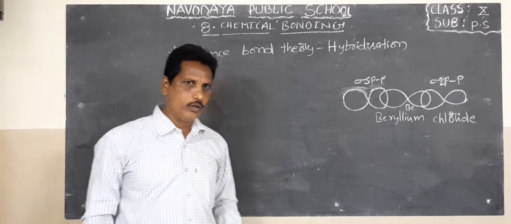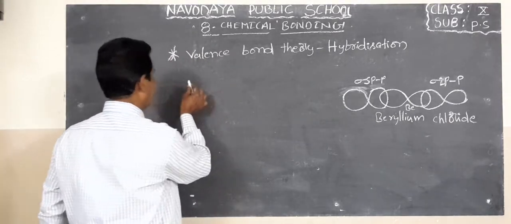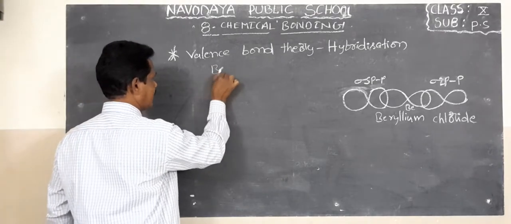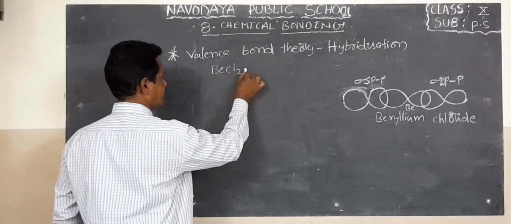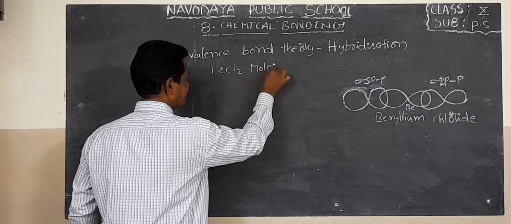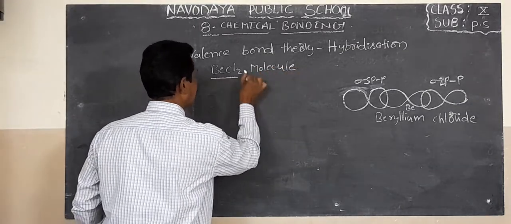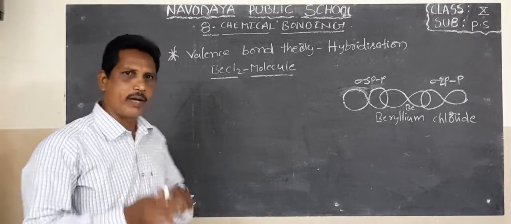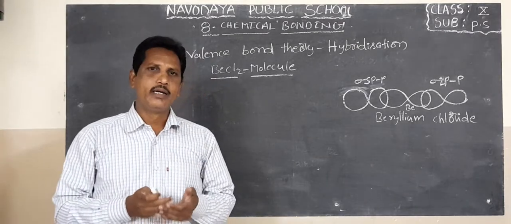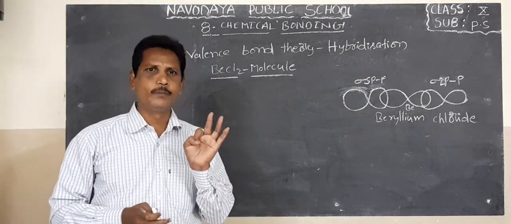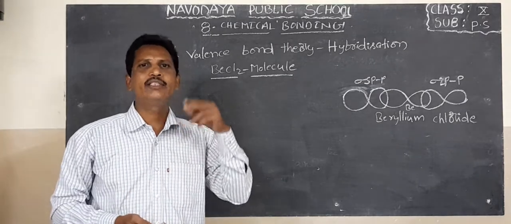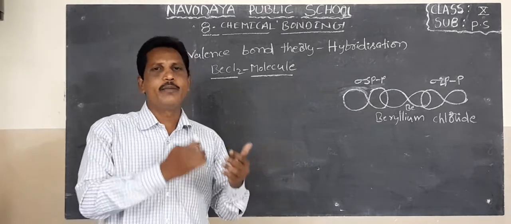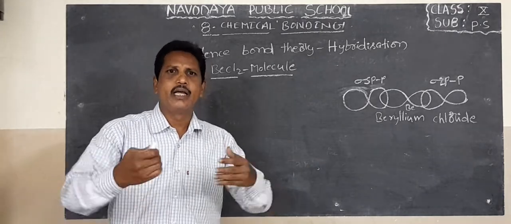For example, the formation of the BeCl2 molecule. We know the atomic number of beryllium is 4. Its electronic configuration is 1s2, 2s2. Beryllium has 2 valence electrons. If beryllium loses these 2 electrons, it becomes like the nearest inert gas, helium.